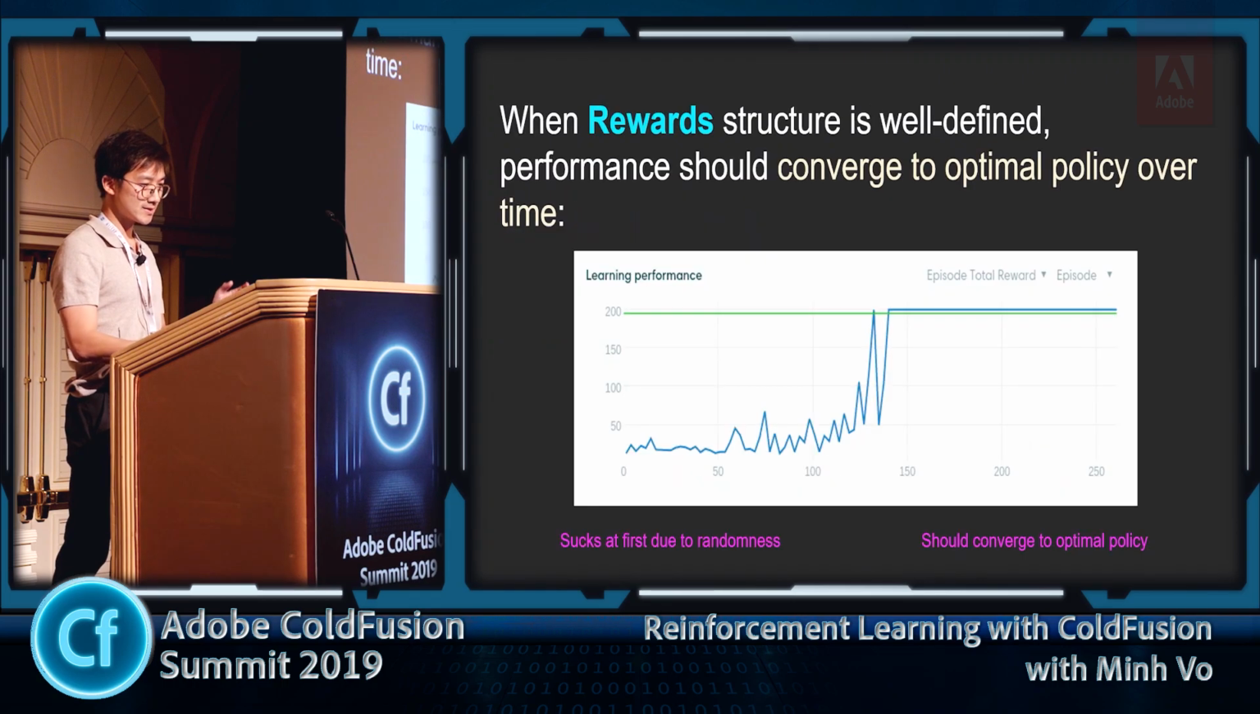So here, the next frame, when the reward structure is well defined, performance should converge to the optimal policy over time. That right there is actually a true tracking of the cart pole example. After about 150 tries or so, it will keep it upright all the time, basically. And it's bad at first due to randomness, because it doesn't know the environment it's in yet.